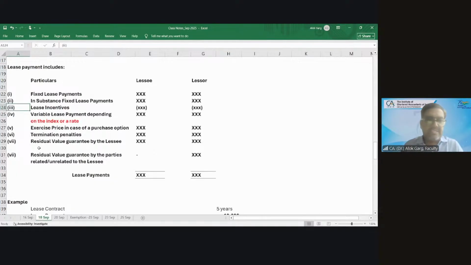I hope this Excel file is visible to all of you. Mamta, Excel file is visible, na? Can you see this lease incentive? Yes sir. For lessee and lessor both, what we have done, we have reduced the lease incentive from the lease payments. Any other question?